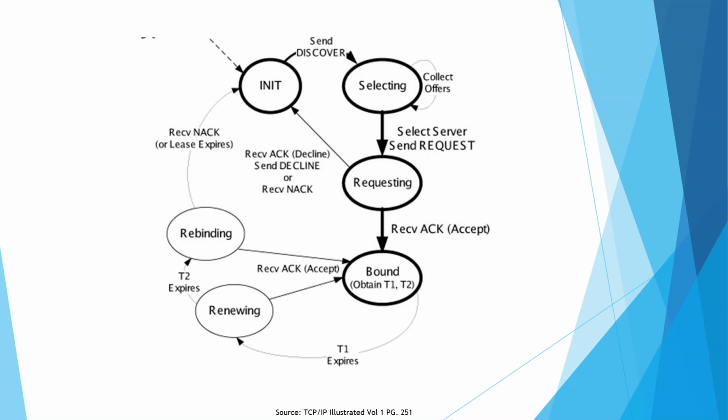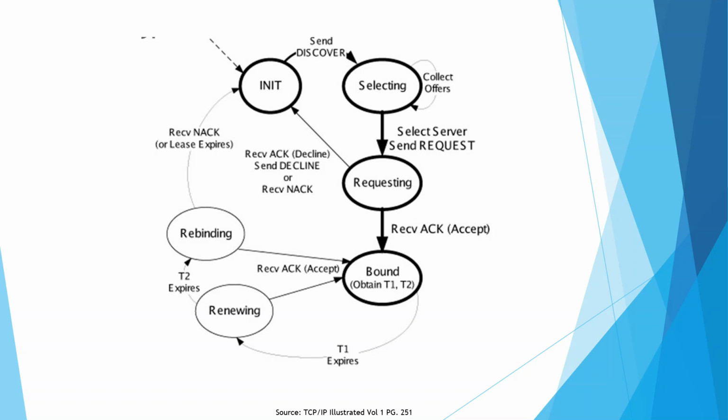Now, if we get to the requesting state again and it's a NAK, or we do a DHCP decline, we go from requesting back to the initial state. So previously, when I said we go through the process again, it's because we go into that initial state again, and go through discover, offer, request, acceptance. We basically go through this loop until we get that ACK message.